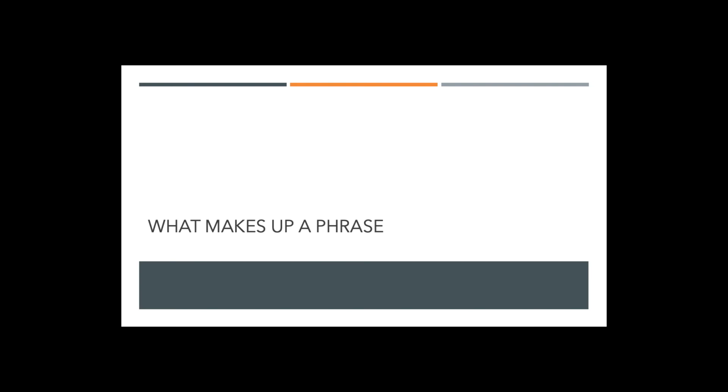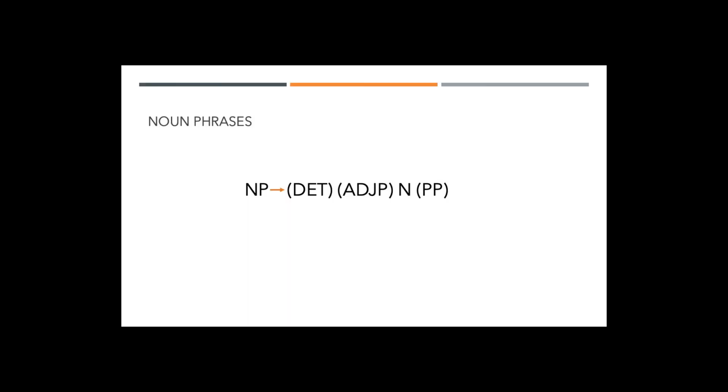Let's look at some of the more common. A noun phrase can contain a determiner, an adjective phrase, a noun, and a prepositional phrase. Written out, it would look like this. NP, arrow, (DET), (ADJP), N, (PP). The parentheses go around anything that can be included but doesn't have to be.